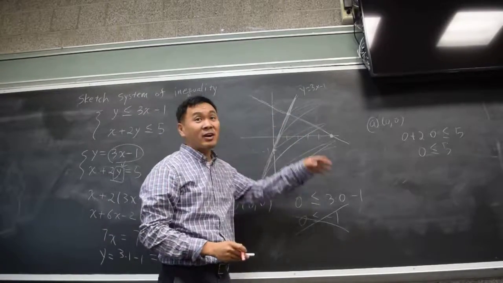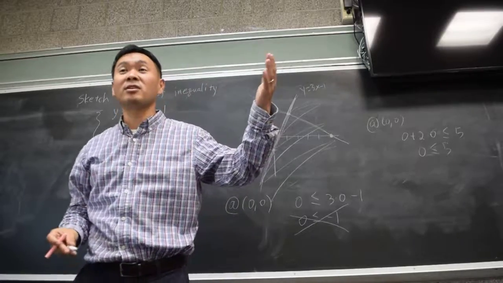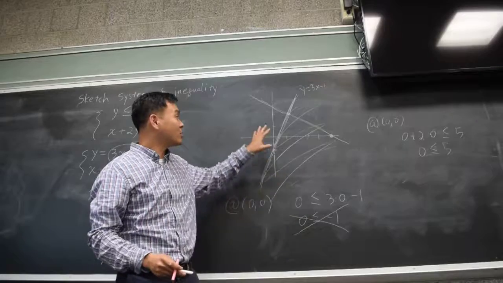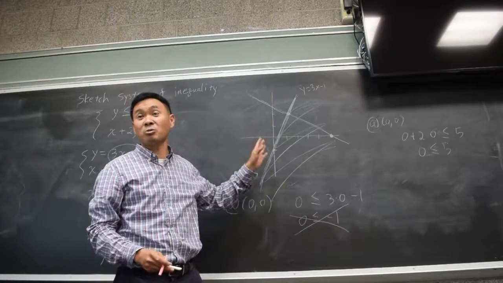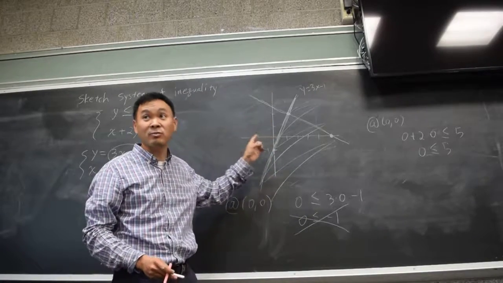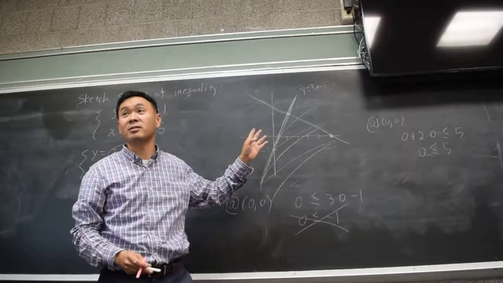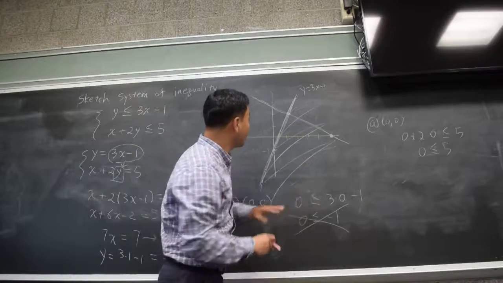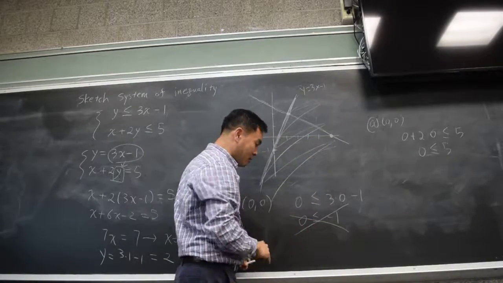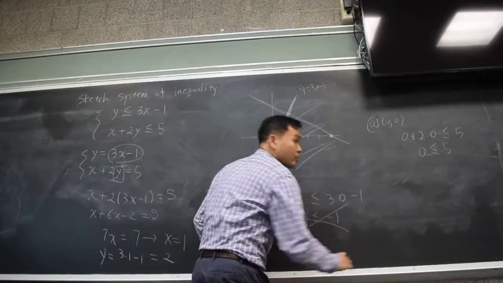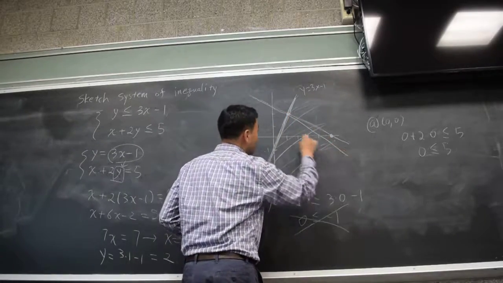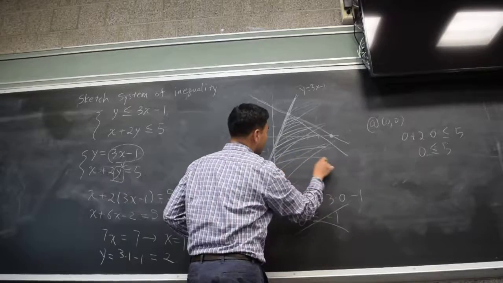See, lines divide the plane into two halves, and depending on whether your 0, 0 works or not, you can determine which half actually satisfies the inequality. Got it? Okay. Now that we have this one and this one, what's the overlap of both? The bottom quadrant. Yeah, this part, right? So that's the final answer.